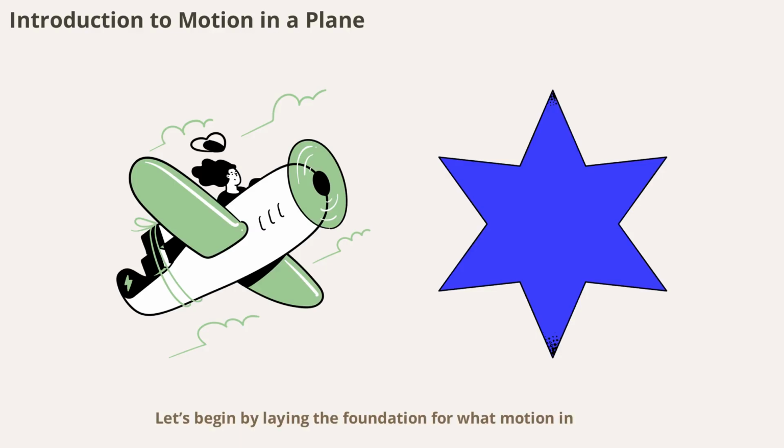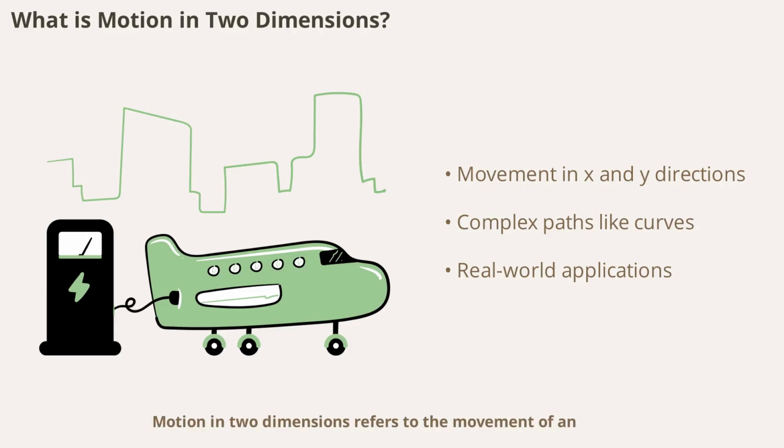Let's begin by laying the foundation for what motion in two dimensions really means, and why it's so important in physics. Motion in two dimensions refers to the movement of an object along a path that can be described using two coordinates, typically x and y, unlike one-dimensional motion, which is restricted to a straight line. Two-dimensional motion allows for more complex trajectories, such as curves and circles. This concept is essential for understanding real-world scenarios, like a ball being thrown or a car navigating a bend. By analyzing both the horizontal and vertical components, we can fully describe and predict the motion of objects in a plane.